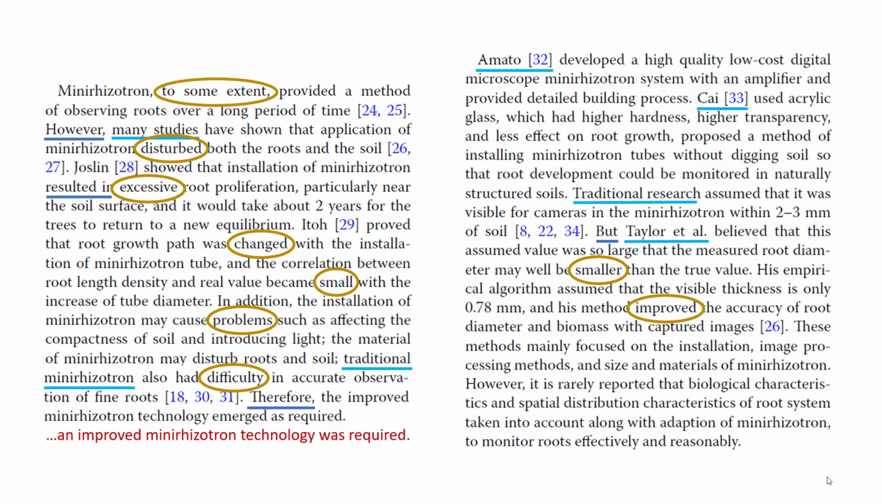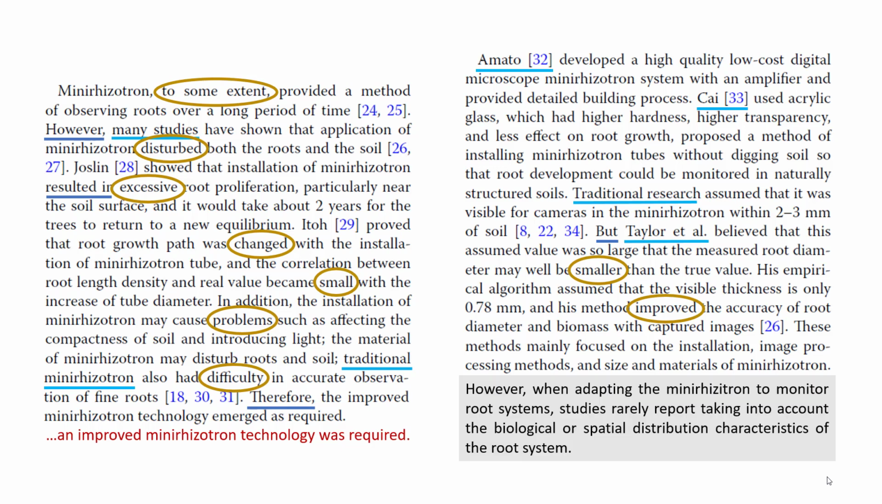Right. So I rewrote this last sentence again. The sentence was not very clearly written, so I rewrote it a little bit. However, there's one more problem, and that is when adapting the mini-rhizotron to monitor the root systems, most studies did not report the biological or spatial distribution characteristics of the root system. In other words, different plants have different root shapes. The shape of the root system is different, and it is biologically somewhat different. And so if you don't report that, that's a gap in the knowledge.